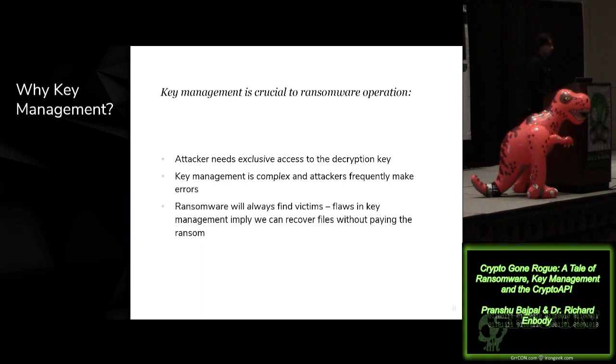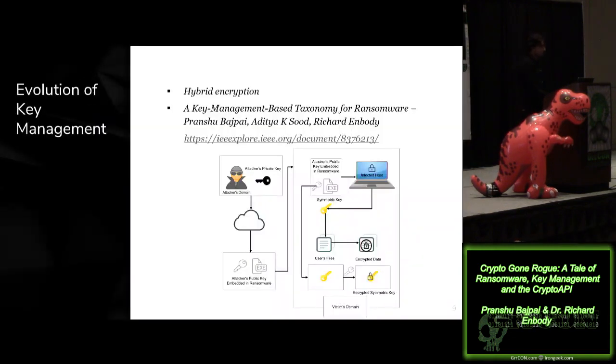So we assume that ransomware will always find victims, and finding flaws in key management will help us recover files without paying the ransom. So that's our motivation. The evolution of key management, well, we're only going to discuss the hybrid encryption scheme during this talk for the sake of time. But basically, key management has evolved quite a bit in ransomware variants, starting 2005, 2006, when GPCode and such ransomware were first coming out.